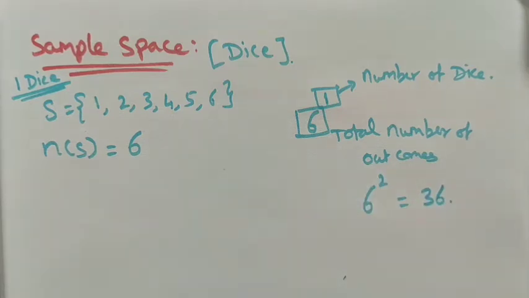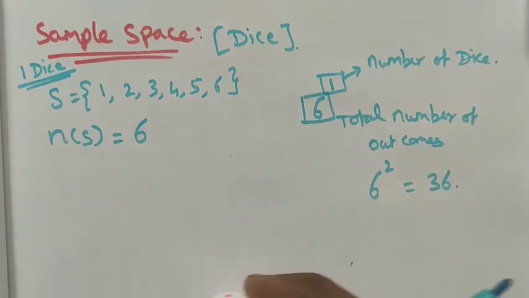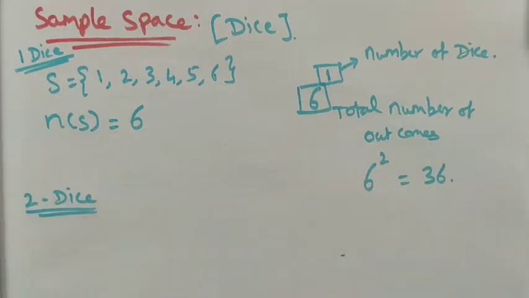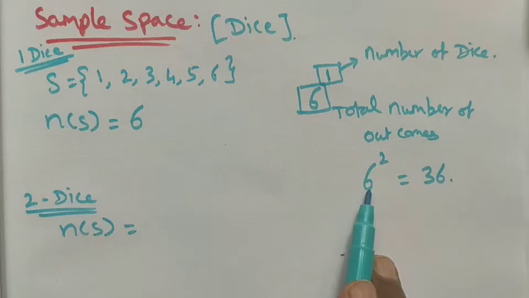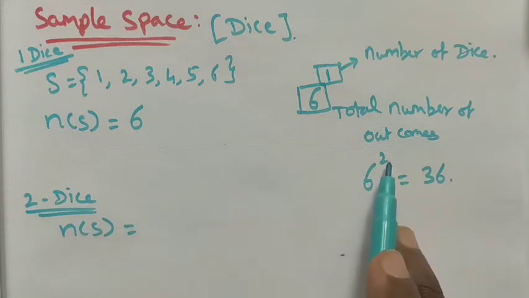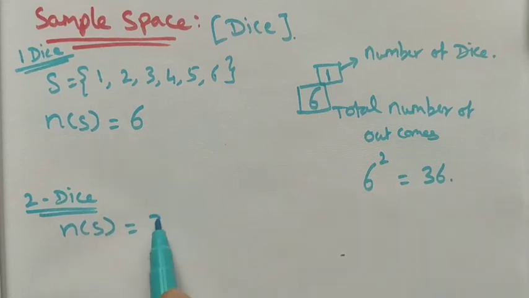Next we see the probability for 2 dice. Sample space for 2 dice. For the 2 dice, the number of sample space n of S we can easily find out by this method, 6 power 2. 6 is the total number of outcomes in the dice, and then we have used 2 dice means power 2. 6 square is 36. So we get n of S is equal to 36.